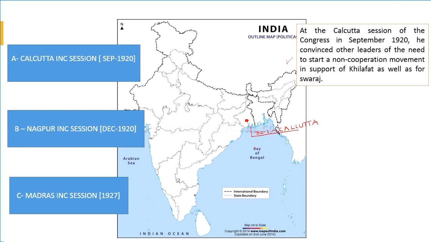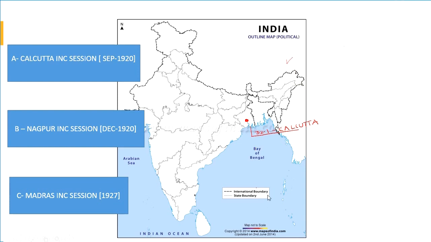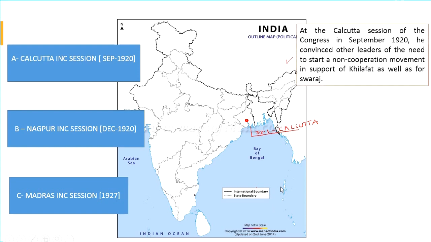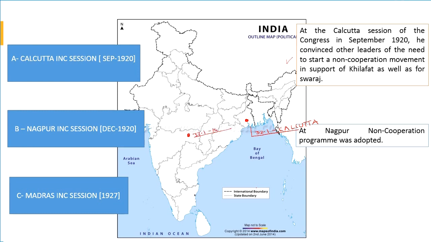Okay, now the second one, Nagpur, the second important place. So Calcutta we discussed, the second place is Nagpur. So what happened in Nagpur, we know: the non-cooperation movement decision was taken here. So roughly we will mark here Nagpur. Same way, draw a line, straight line. If it's a 32.1, okay, just write Nagpur.